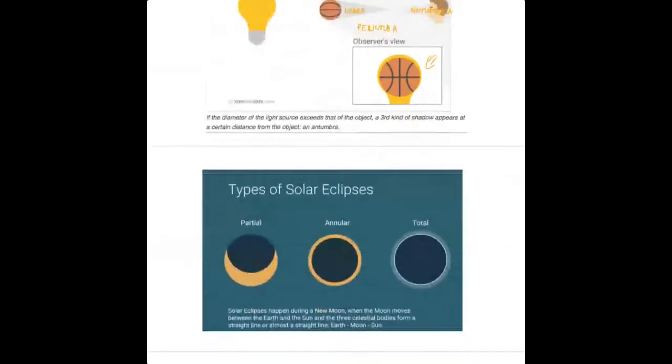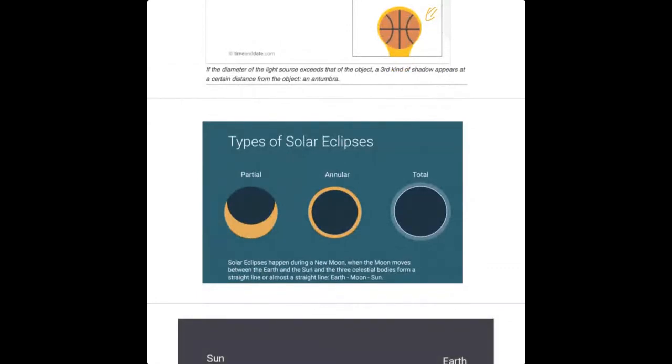that is illuminating the basketball. Now, the type of shadow is closely related to the types of solar eclipses that you have. You have partial eclipses, annular eclipses, and total eclipses. A total eclipse, I can already tell you, will be when you, as an observer, are in the umbra. A partial eclipse will be when you're in the penumbra, and an annular eclipse will happen when you, as an observer, are in the antumbra.